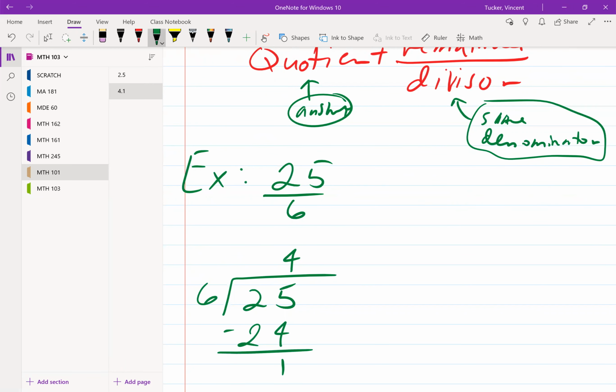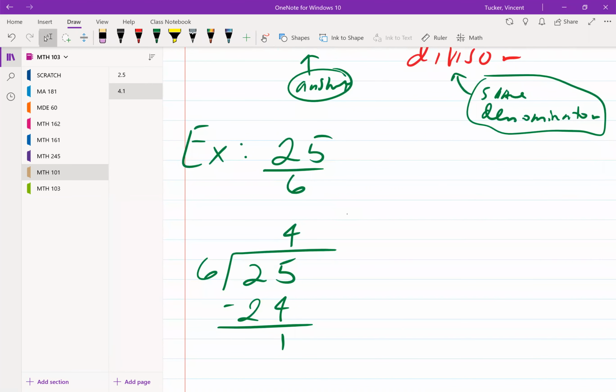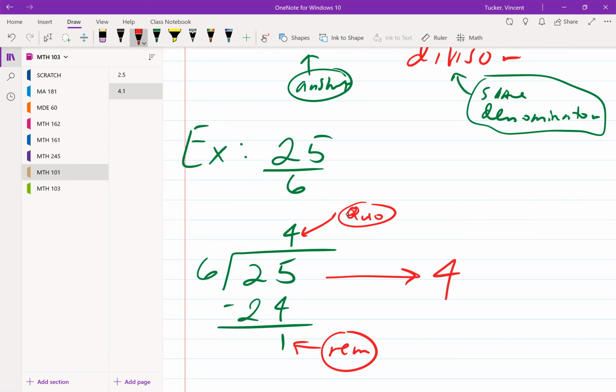And 25 minus 24 is 1. So this is your remainder. This is your quotient. That's the answer part that I was talking about. So the way you will write this is 4. That's your quotient. Remainder is 1, and then you keep the same denominator, which is 6. And remember, you can always check because you can take this back by using the process that we talked about before.